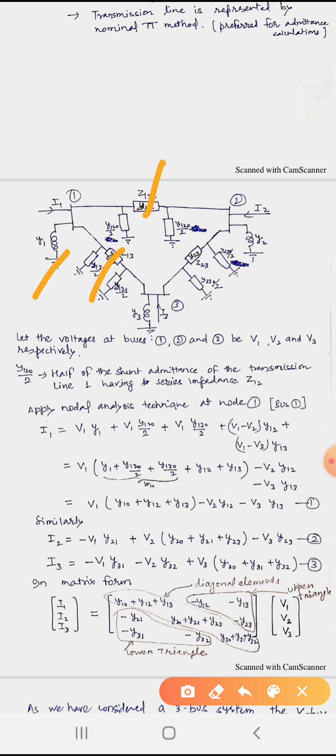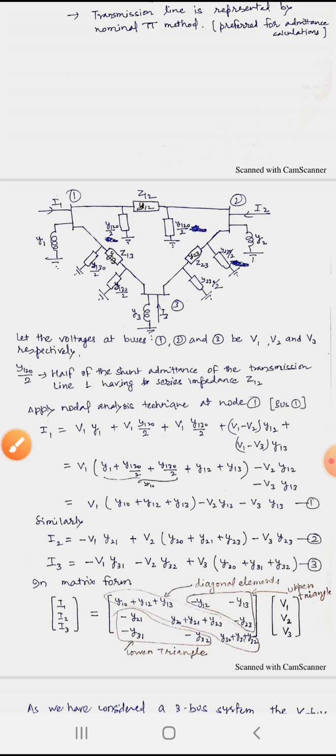And what is Y10? Y10 is basically Y120 by 2 plus Y130 by 2 plus Y1. This is Y10. And this is Y13 and this is Y12. So this is Y10 plus Y12 plus Y13. Fine.